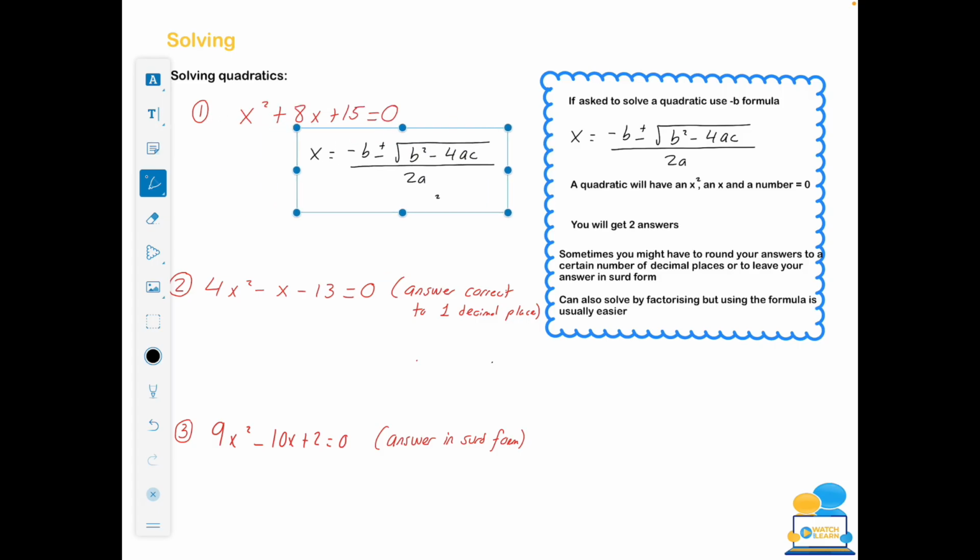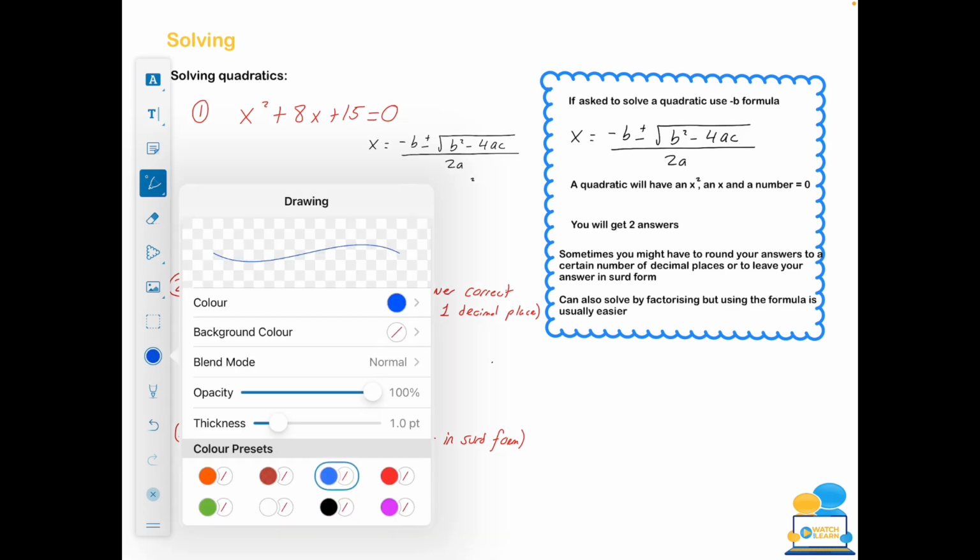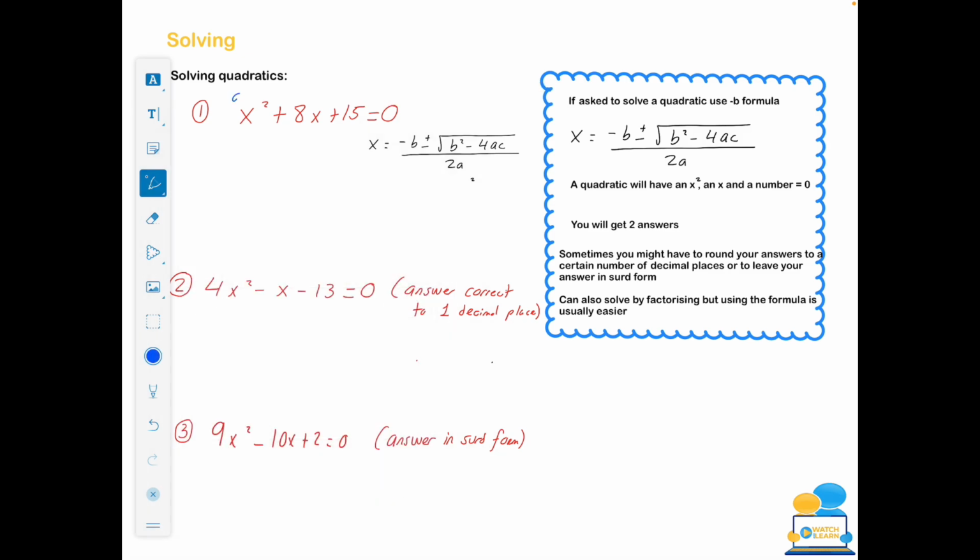So, say you're given this question 1, x squared plus 8x plus 15 is equal to 0. You see it's a quadratic. The first thing you write in is your minus b formula. Okay, so then you've shown the examiner you know what formula to use.